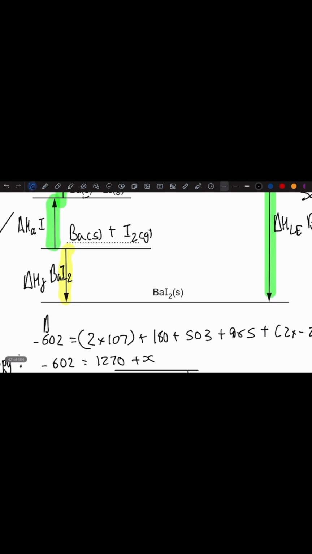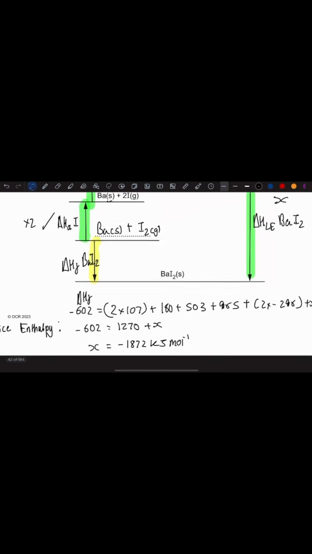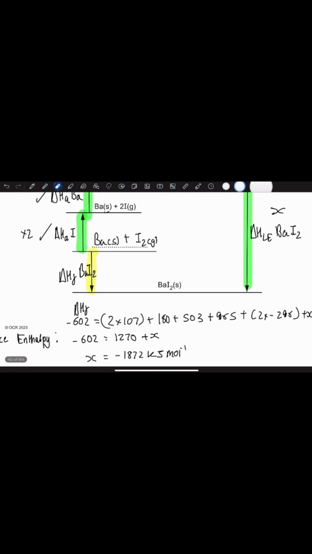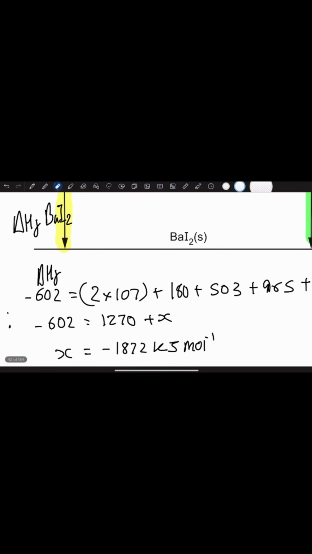So when we do the calculation from our Born-Haber cycle, this enthalpy change of formation, being our first route, we're going to make that equal to everything added together from the second route, and make sure to use values from your handy table here. So we're going to use those values, remembering to times by 2 when we have to, because we have more moles, and we're going to get -602 is equal to 1270 + X. You can do that calculation. Then we can rearrange for X to get our lattice enthalpy, and that answers -872 kJ/mol.